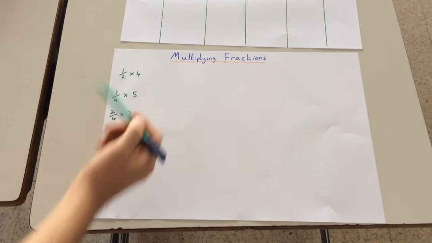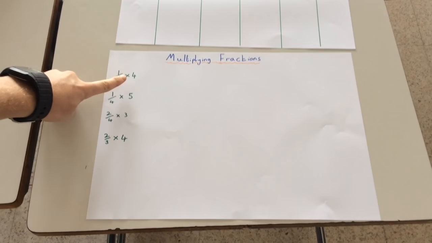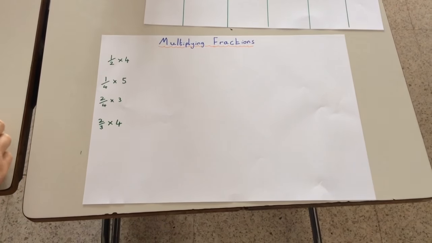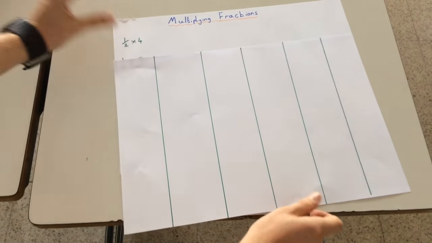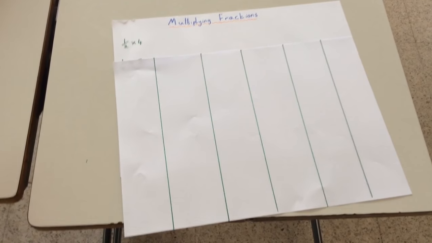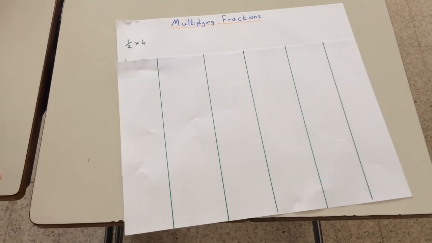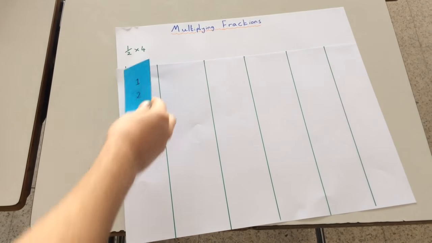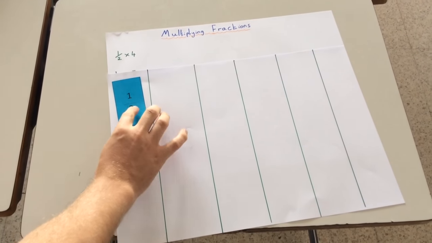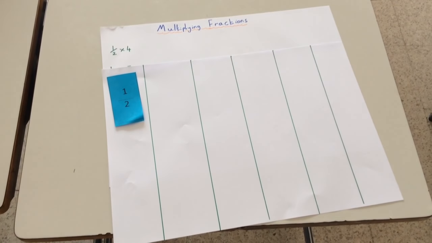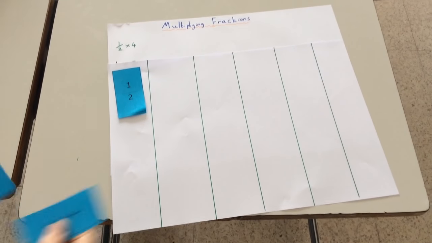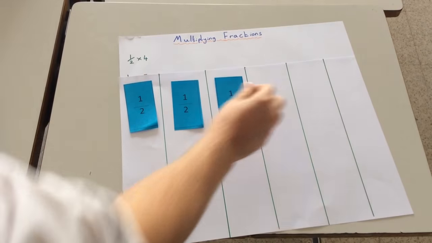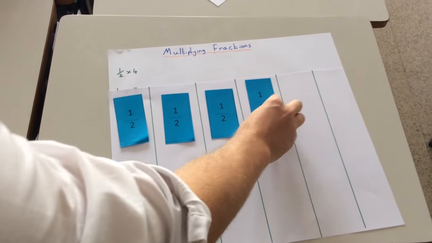So let's look at the first one, which says 1/2 multiplied by 4. I've just got a little grid to help me, but you don't need this really. So let's get the first thing, a half. Now remember, I love that half so much, I'm going to keep on doing it. And how many times am I going to do it? I'm going to do it 4 times. So I've got 1, 2, 3, 4.